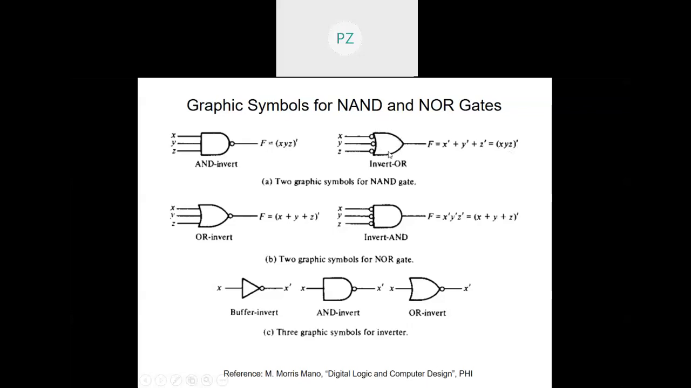So this may be an alternate representation of a NAND gate, right? Which will be rare, but then this is possible. Just as this is the symbol of the NAND gate, this could be a symbol of the NAND gate as well. This is an AND-invert NAND gate and this is an invert-OR NAND gate.